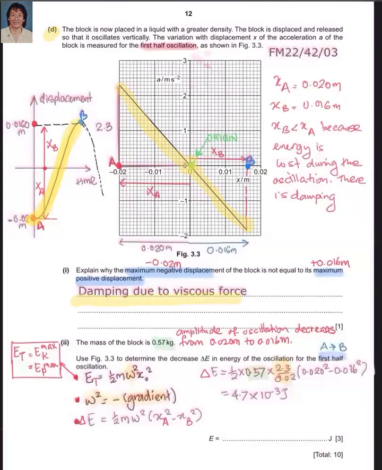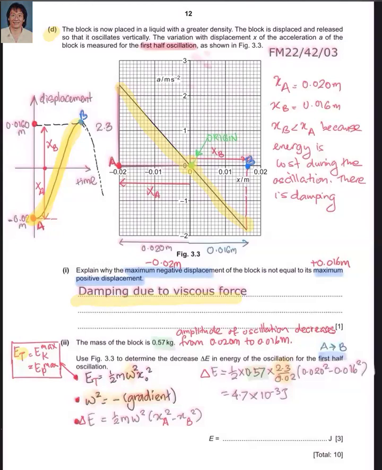Then in part 2, the mass of the block is 0.57 kilogram. We have to calculate the decrease in energy of the oscillation for the first half of the oscillation. To do this question, we need to know that the total energy, represented by ET, is equal to the sum of the potential energy plus the kinetic energy.